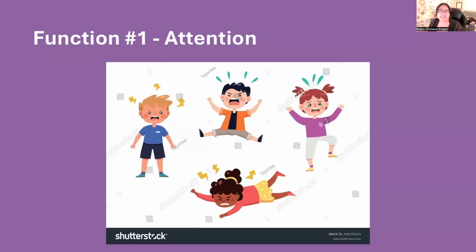Understanding that the function is attention doesn't necessarily mean we're going to ignore that behavior. It really means that we're going to find a way to respond that doesn't unintentionally reinforce that student to think that this is an appropriate way to get attention. We're going to have to direct the student towards finding ways to get attention in a way that's a little bit more socially acceptable or acceptable for the setting that they're in.